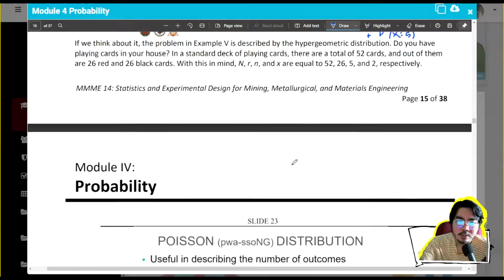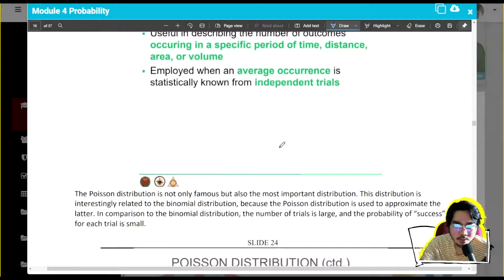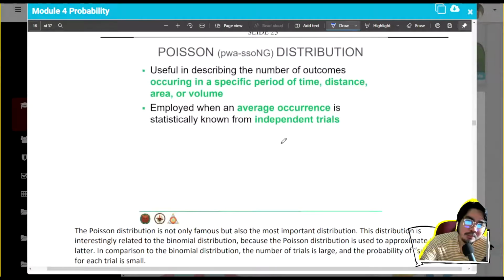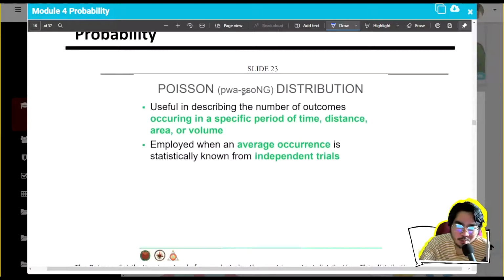Okay? So, next naman. Etong Poisson naman. Si Poisson, Poisson, ito yung tamang pronunciation daw. Medyo ano kasi to eh, French daw. So, this NG here is a nasal sound daw siya. Pero, I just like to say Poisson, Poisson, Poisson. Kasi nakakapagod mag-nasal sound. No?